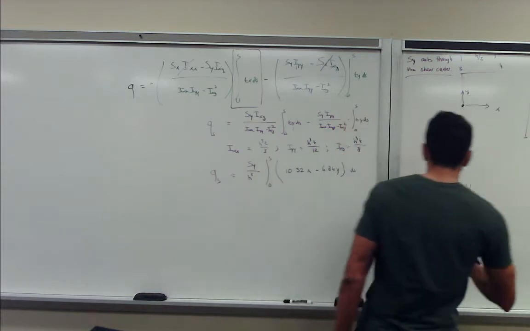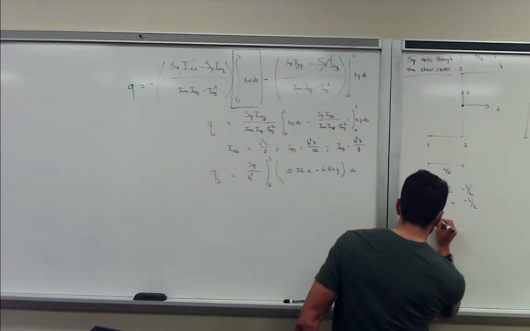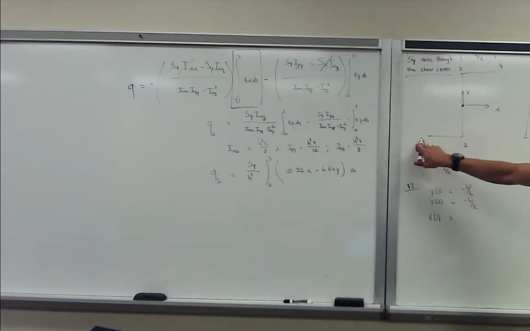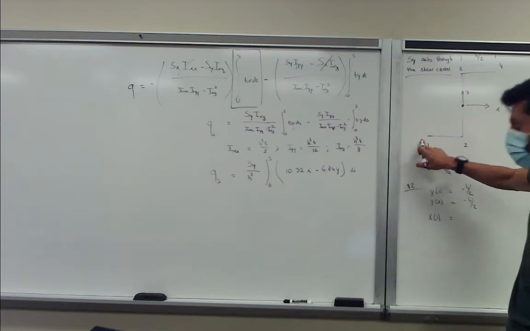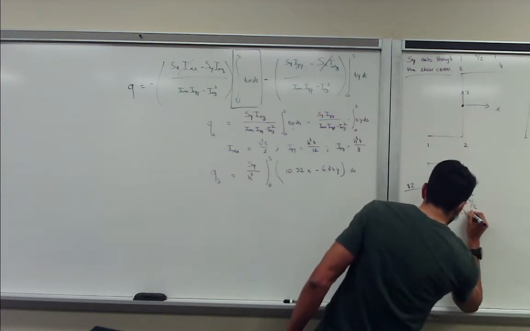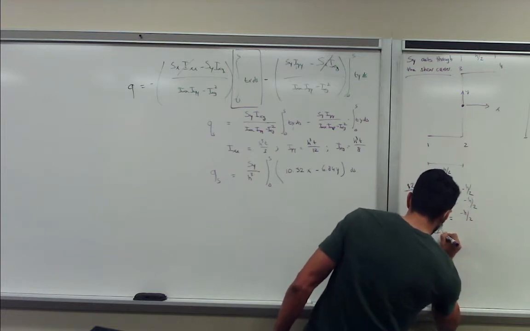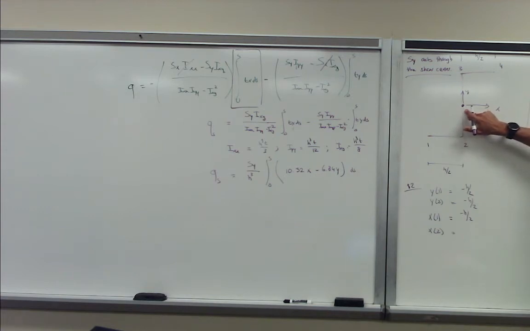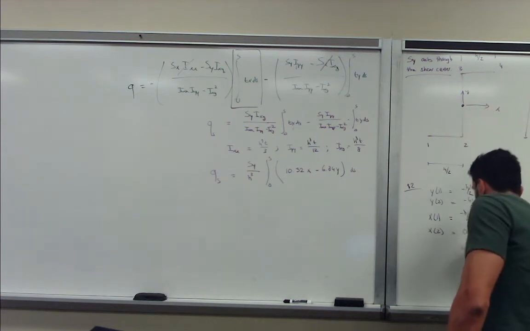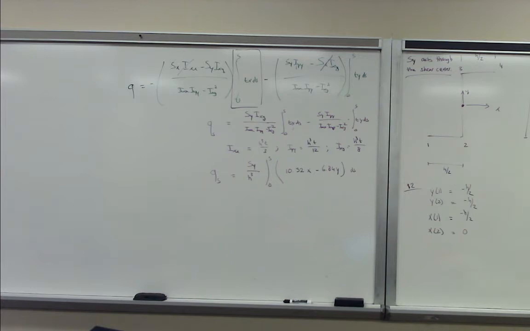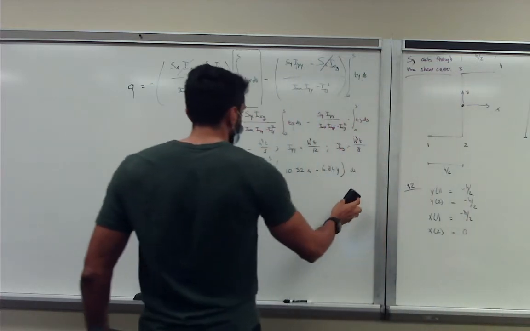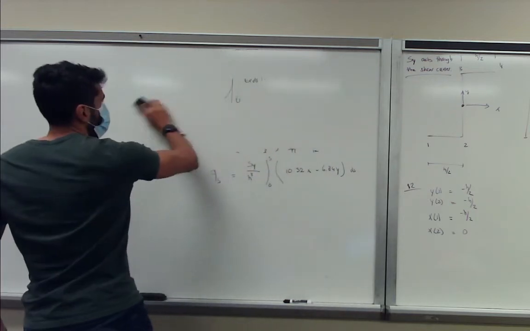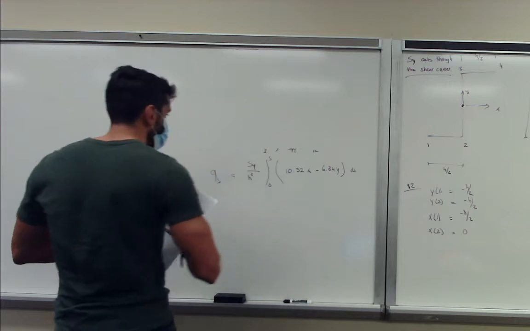So if we do the same for x, so x at location 1, the x coordinate is negative h over 2, right? Negative h over 2. And x at point 2, the end of our segment, corresponds with our origin, so x is 0. Copy this up here.